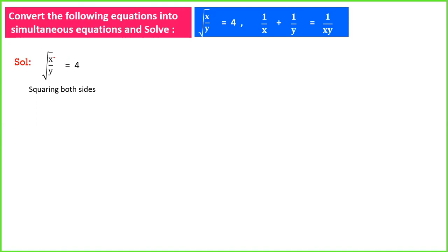Now, when I square the left-hand side, that is root of x upon y, the root goes away. It becomes x upon y. And when I square 4, it becomes 16. Now students, there are many ways to simplify this equation. So what I'm going to do is shift this y to the right hand side. So it becomes x is equal to 16y.